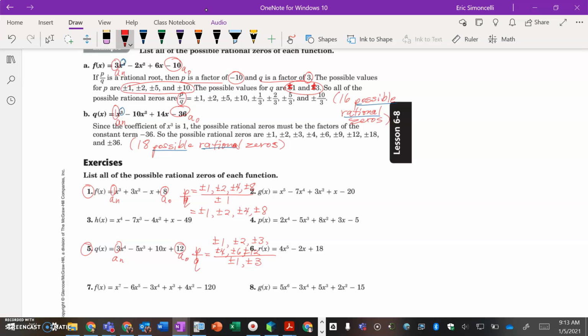So let's finish this. I do want to showcase the full fractions. So 1 divided by 1, but also 1 divided by negative 1. So you have plus or minus 1.